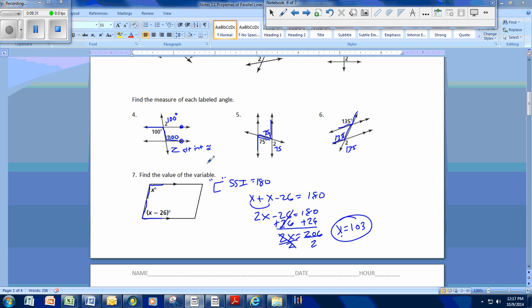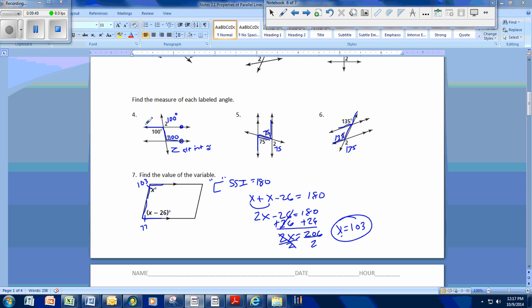So that's what x equals. If I wanted to, I can plug that back in. X would be 103 here. And that means this angle would have to add up to 180 with 103, which would be 77 degrees.